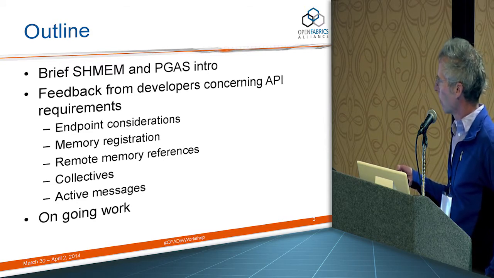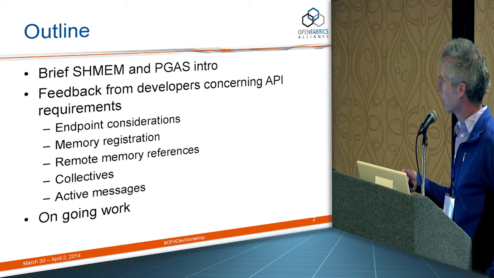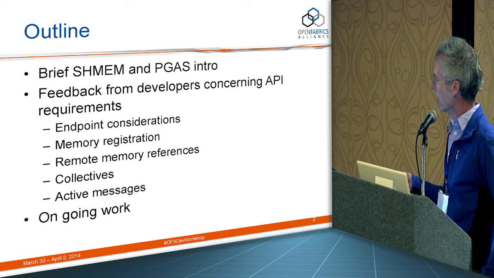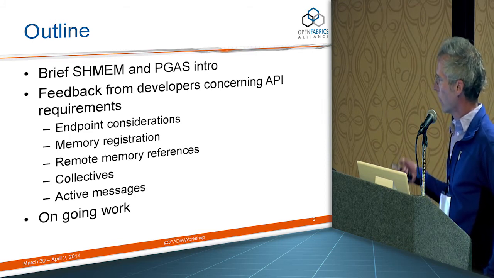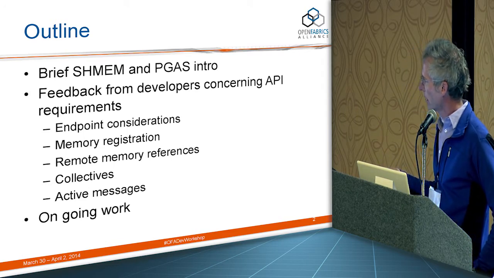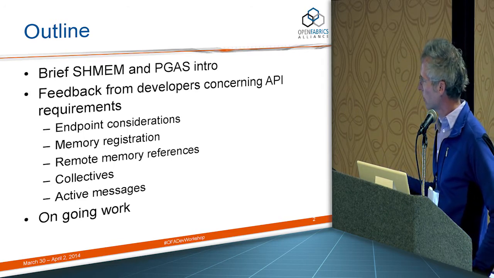Then the core of the talk is this feedback, and I've broken it up into some buckets. Endpoint considerations, where endpoints is kind of an InfiniBand QP pair or just a generalized concept of that. Some memory registration, a little bit about the different characteristics of remote memory references for the SHMEM and PGAS models compared to MPI. A little bit about collectives, and then active messages. We have the GASNet LBNL contribution there.